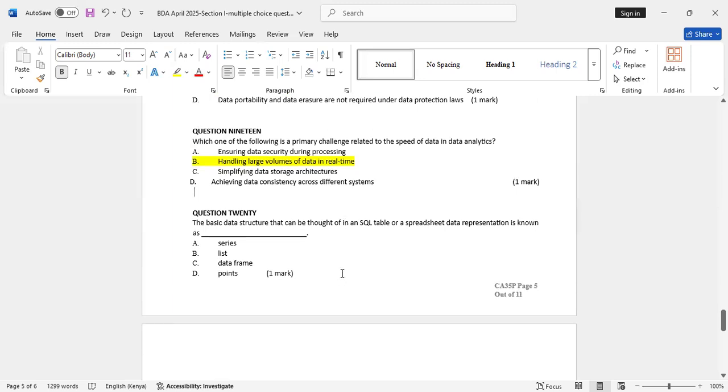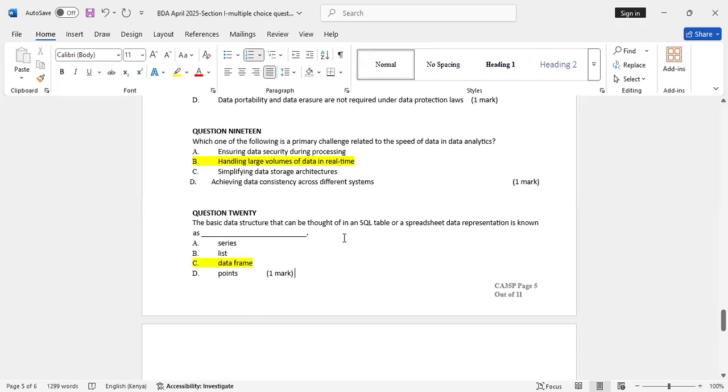So number 20, and the last part. The basic data structure that can be thought of as an SQL, that's a structured query language table, or a spreadsheet data representation is known as A, series, B, list, C, data frame, D, points. The basic data structure of an SQL or spreadsheet data like Excel is what we call the data frame. So the correct answer here was C, data frame.